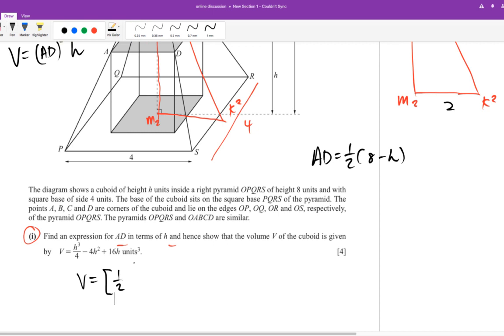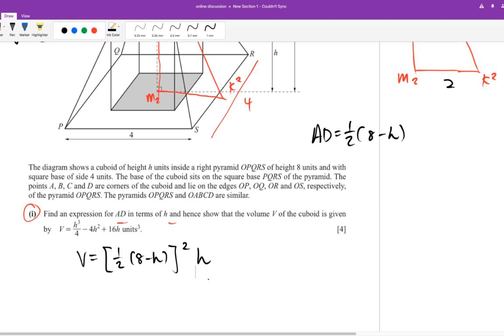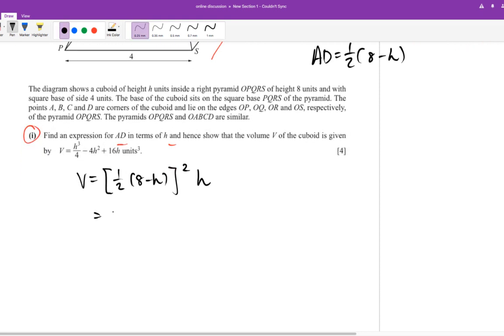So it will be half. Depends how you want to do that, but let me just write like this first. Square multiply with height. So I'm going to solve this one. So it will be half squared, and then 8 minus h squared, and then h. So this is 1 over 4, and then expand here. This one will be 64 minus 16h plus h squared, multiply with h.